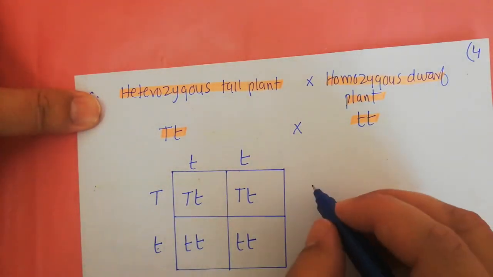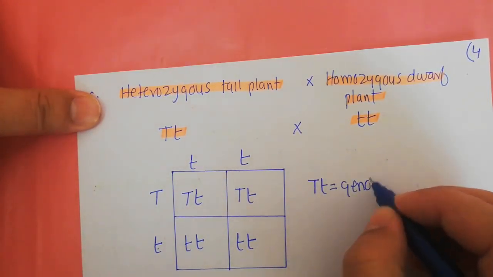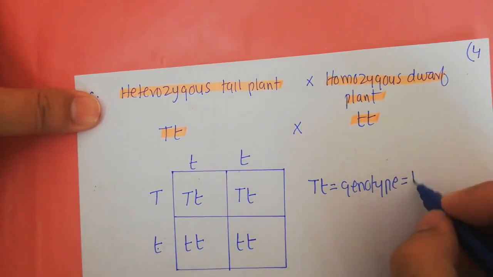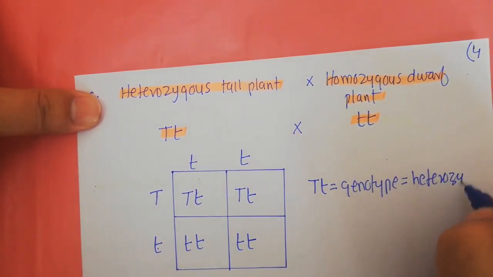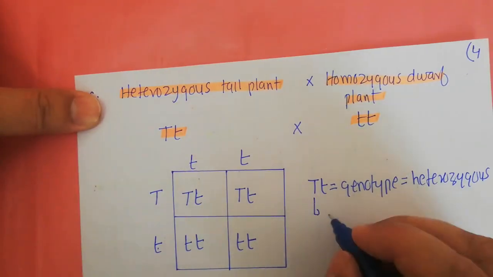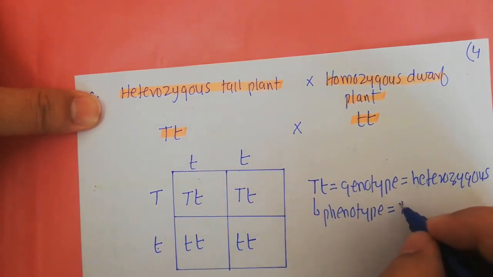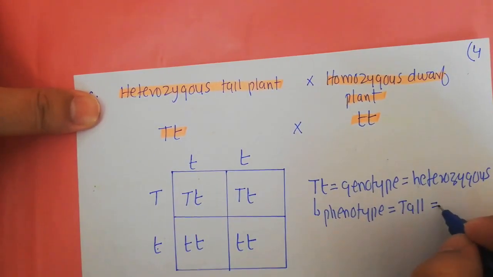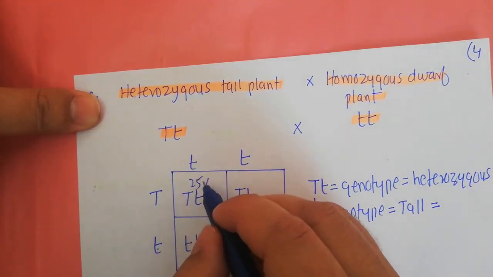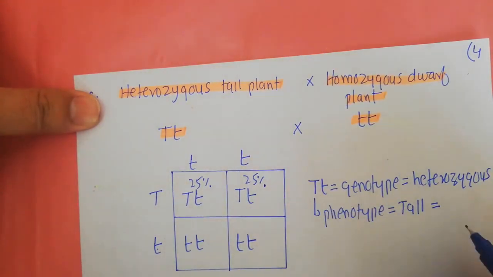Now this means that this particular genotype is heterozygous in nature. If that is heterozygous, the capital T is dominant over the small t, which means the phenotype of these particular offspring will be tall, and they will constitute 25% and 25%. That means the probability of these will be 50%.